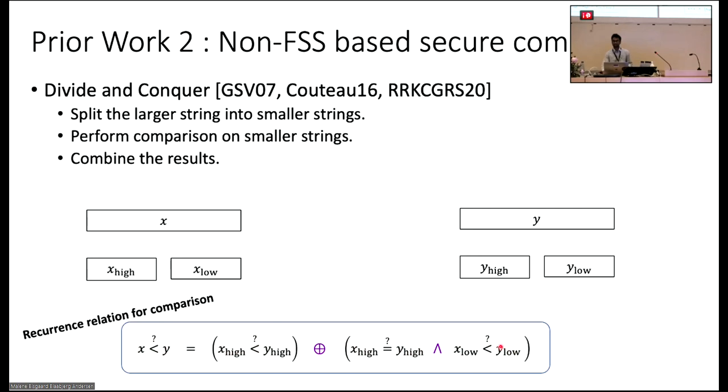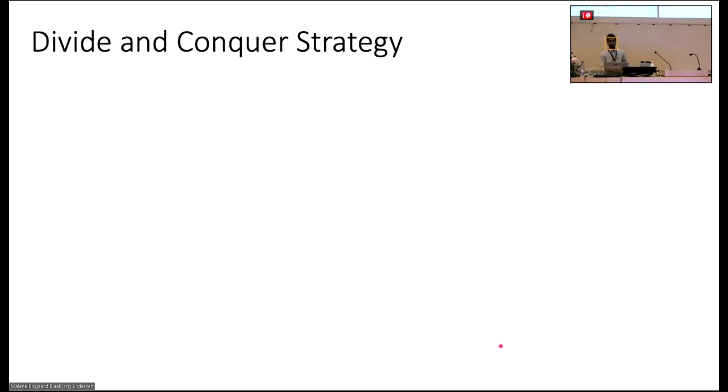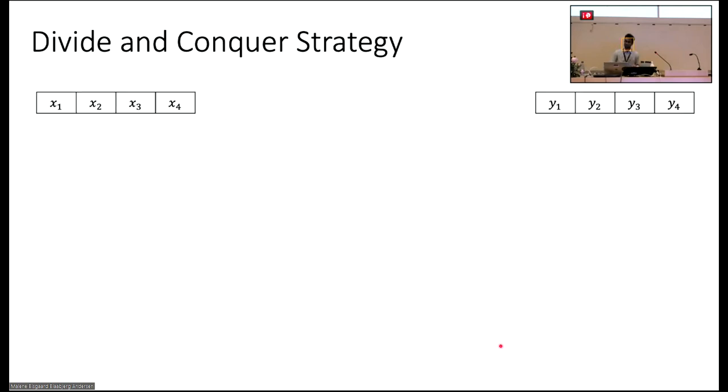What this is saying is that X is less than Y when either the higher order bits of X are less than the higher order bits of Y, or the higher order bits match and the lower order bits of X are less than the lower order bits of Y. So given you have this recurrence relation, there is a nice strategy that you can deploy.